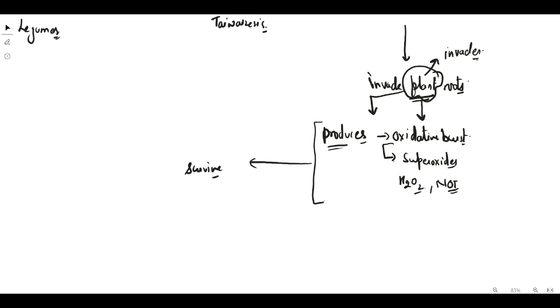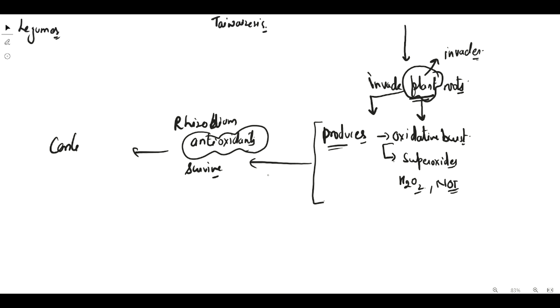How do they survive? Because Rhizobium contains antioxidants, and these antioxidants help the Rhizobium continue its infection in the plants. So this is how Rhizobia bypass the plant defense system.